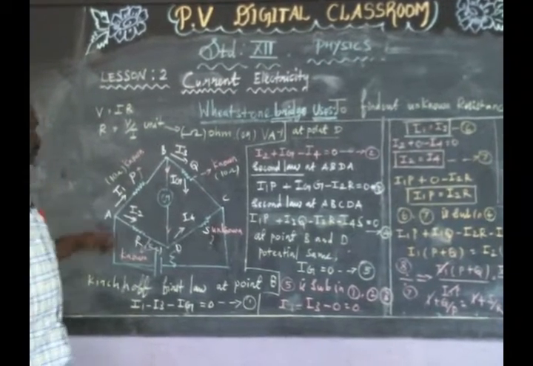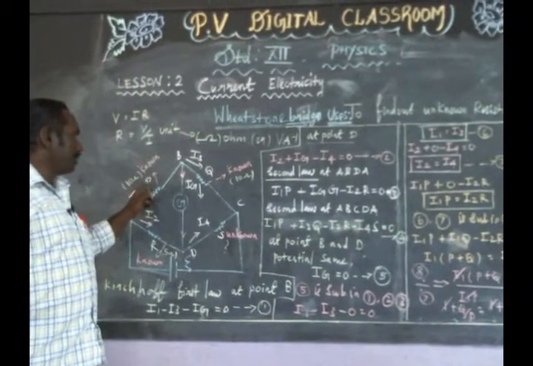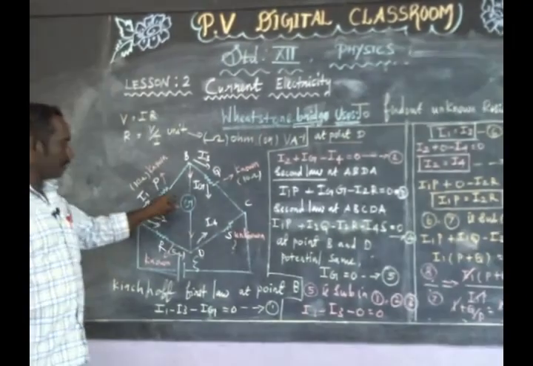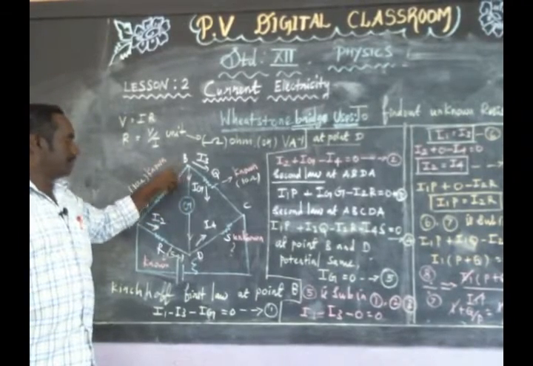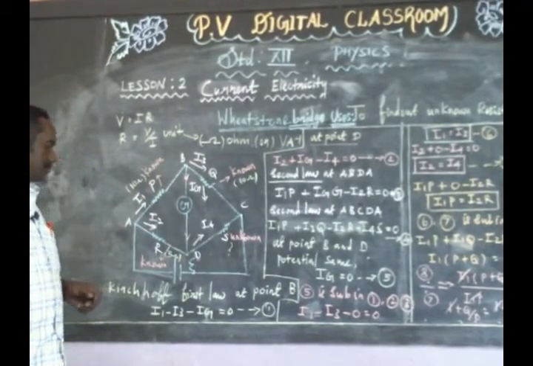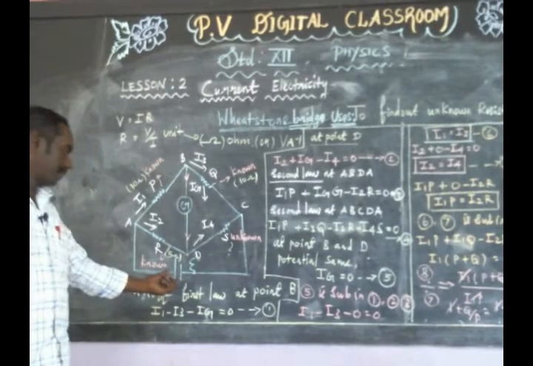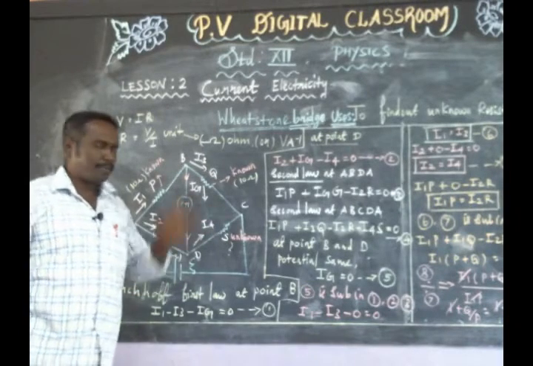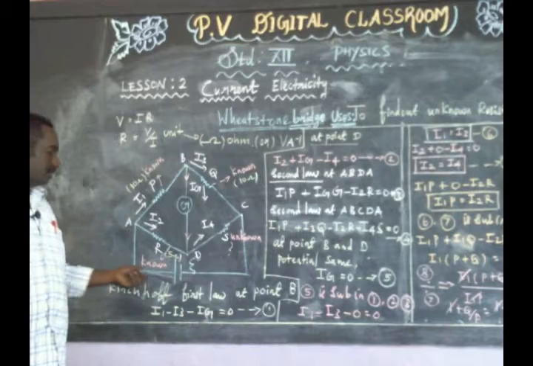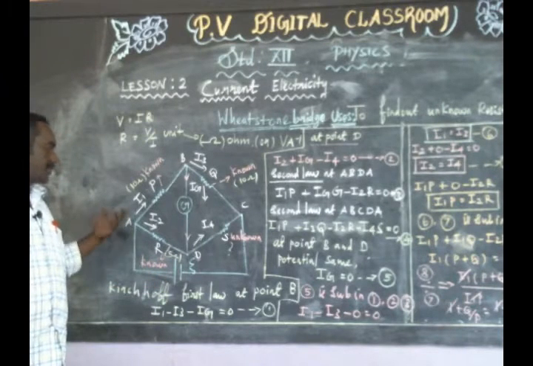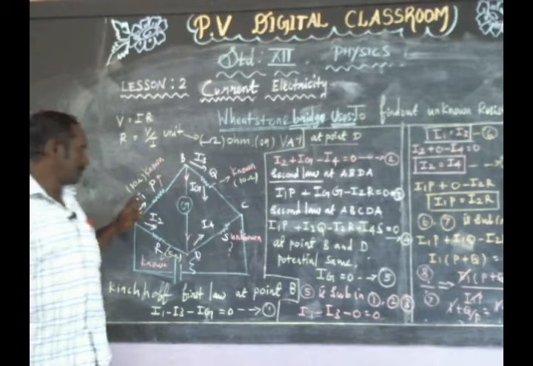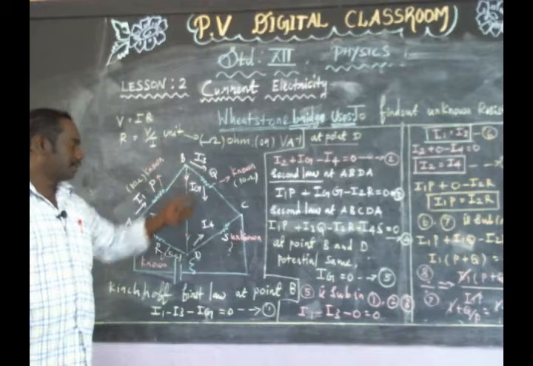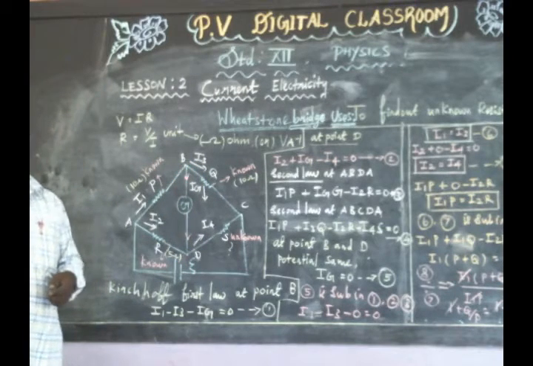It consists of 4 resistances P, Q, R, S. A galvanometer is connected between points B and D. The power supply voltage is connected between points A and C. The current flowing from the power supply is divided into four: first I1, second I2, third I3, fourth I4.